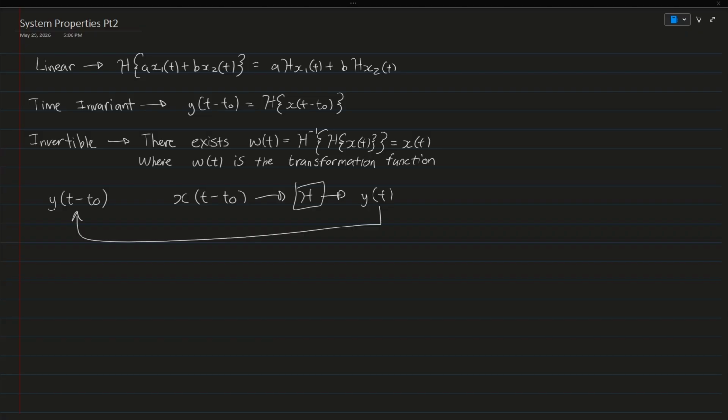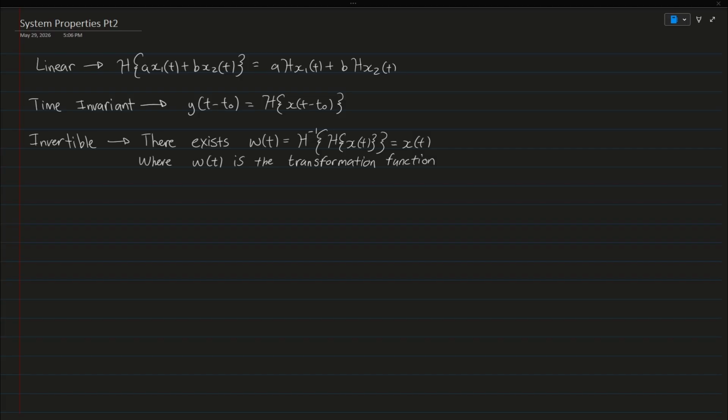And lastly, for invertibility, you need to find a system, let's say W, such that whenever you pass x of t through it, W of x of t, you get x of t back. You also need to have a one-to-one mapping. We'll do some practice problems and some examples of each of these properties.